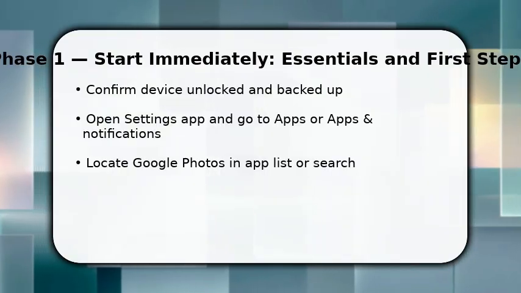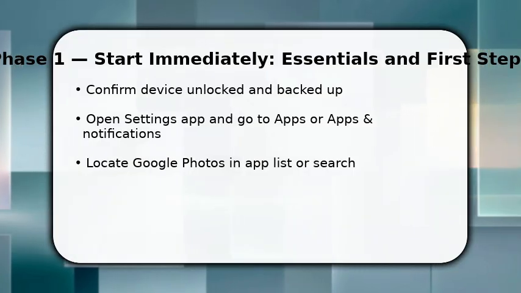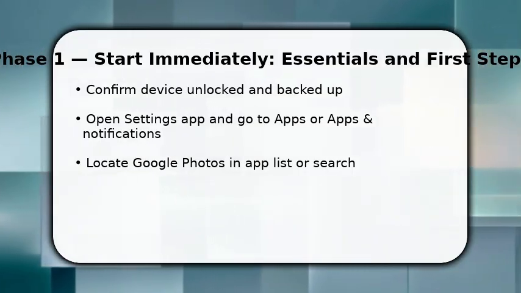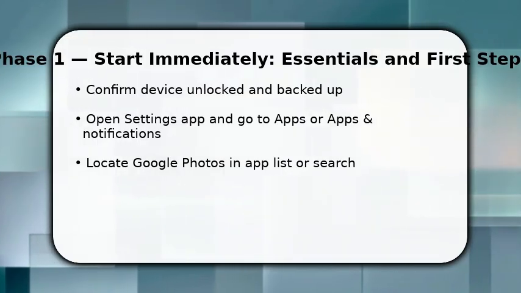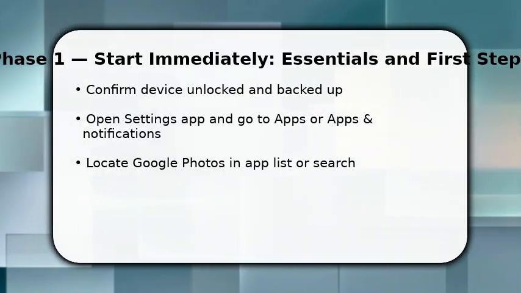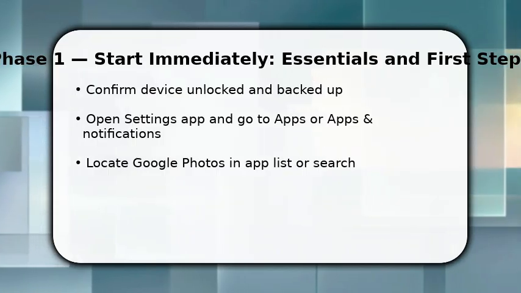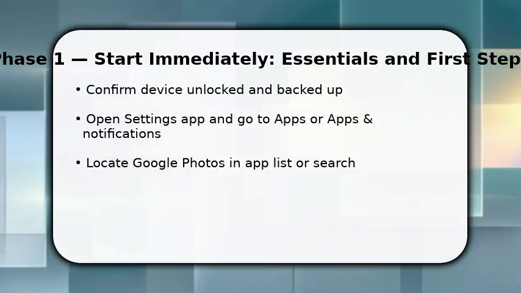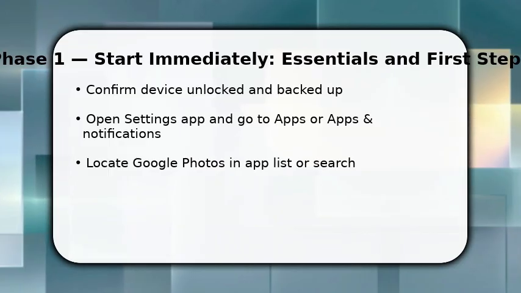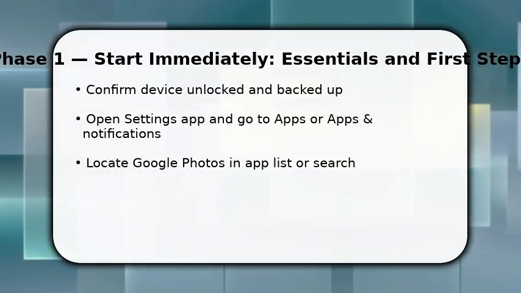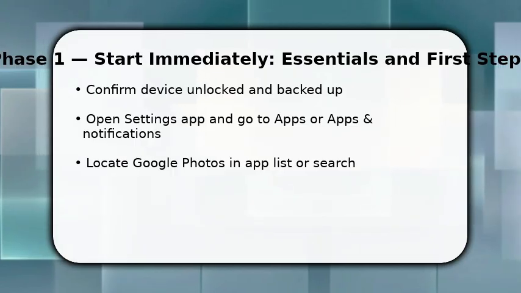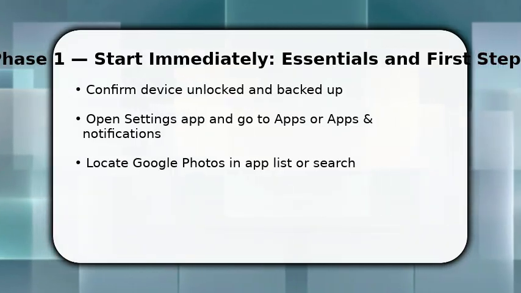You start right now by confirming your device is unlocked and has a backup. This prevents accidental data loss. Once done, open Settings and tap Apps or Apps and Notifications so you can see installed apps. Make sure to use the search box if the list is long. Type Photos to find Google Photos quickly. You're acting immediately, no extra steps. This puts you in the right place to remove updates or disable the app depending on your Android version.